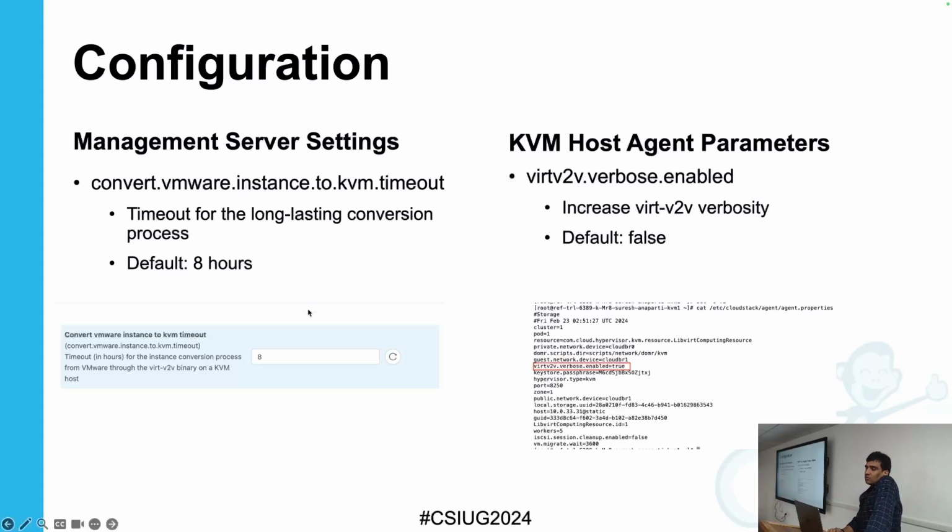And coming to the management server settings introduced. As the conversion is taking a long time, a timeout configuration was introduced for the conversion process, which is defaulted to 8 hours. This conversion timeout is basically for the virt-v2v process to time out. In case it doesn't finish within the timeout, then the operation will fail.